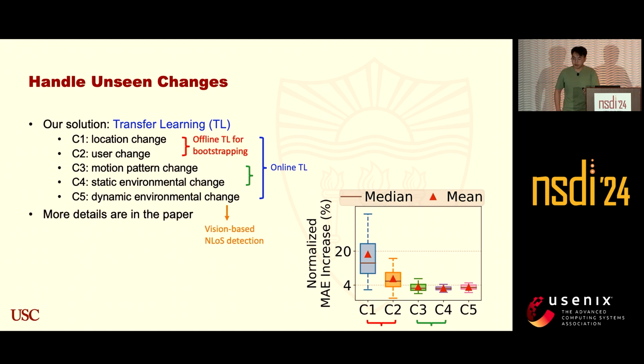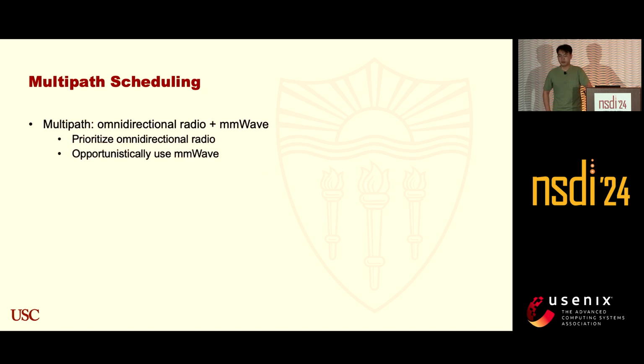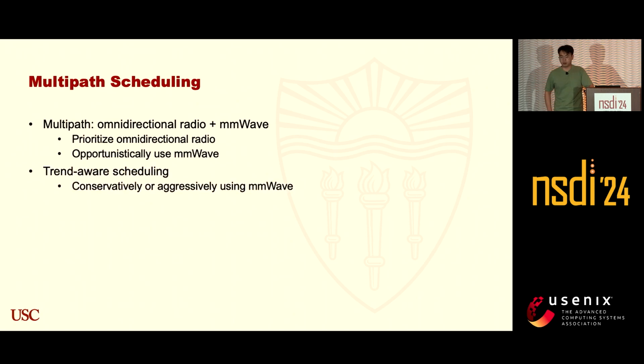And the second design of Habitus is multipath scheduling. As I talked about before, we will prioritize using the omnidirectional radio to provide a basic viewing experience to the viewer, and we will opportunistically use mmWave according to our prediction result. We further design a trend-aware multipath scheduler to decide whether to conservatively or aggressively use mmWave based on the future throughput trend of our prediction. You can find more details in our paper.